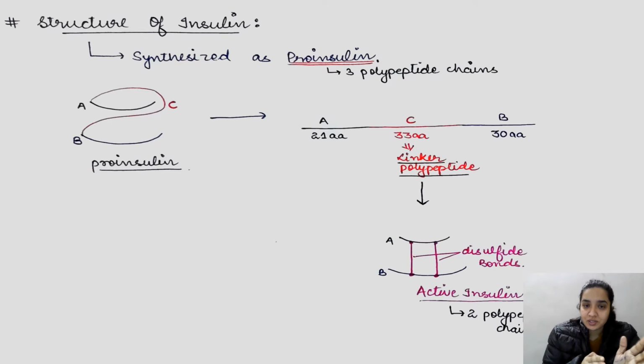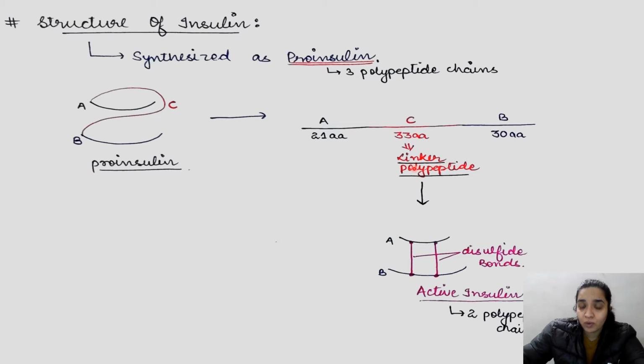To convert proinsulin into active form, certain structural modifications need to be done in the structure of proinsulin. This here is the structure of a proinsulin. It consists of three polypeptide chains. This is polypeptide A, polypeptide B, and connecting both these A and B polypeptide chains is polypeptide C. The C polypeptide chain is actually a linker polypeptide, and its job is to bring these two polypeptides together.